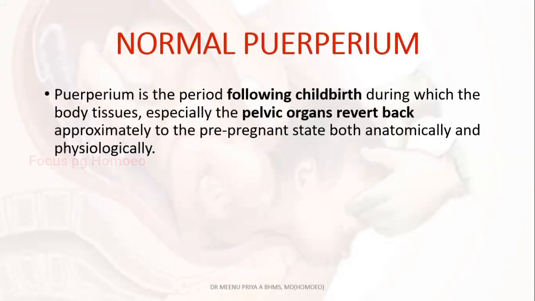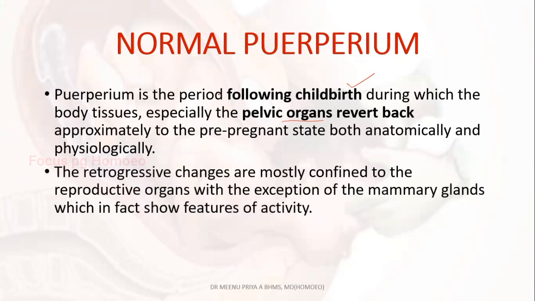Next, what is normal puerperium? Puerperium is a period following childbirth. So the childbirth has happened, that means the fetus is delivered, and during which the body tissues, especially the pelvic organs, revert back. So getting back to the normal physiology without the baby or without the fetus is normal puerperium, approximately to the pre-pregnant state, both anatomically and physiologically. And the retrogressive changes are mostly confined to the reproductive organs. So because maximum changes have occurred in the genital organs, that is why. And with the exception of mammary glands.